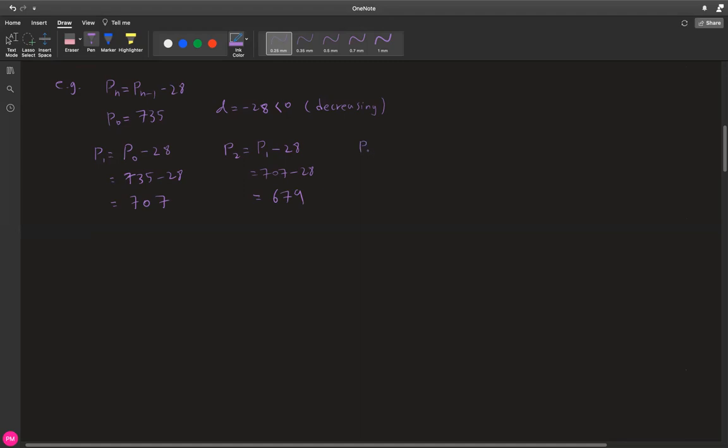Just to do one more term, P sub 3 is given as P sub 2 minus 28. So this is 679 minus 28, and that is 651. As you can see, we started from 735, but P sub 1 is smaller than that, and P sub 2 is smaller than that, and it's clearly a decreasing sequence. So how do you find the explicit formula?